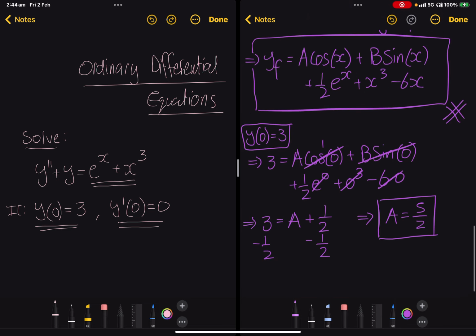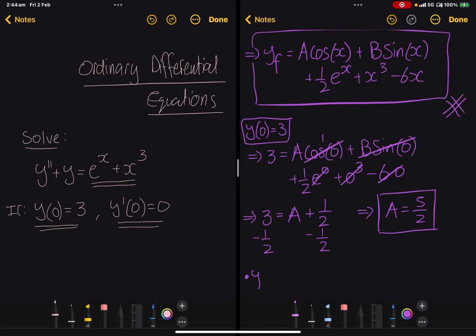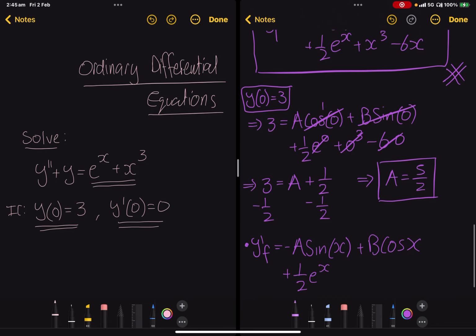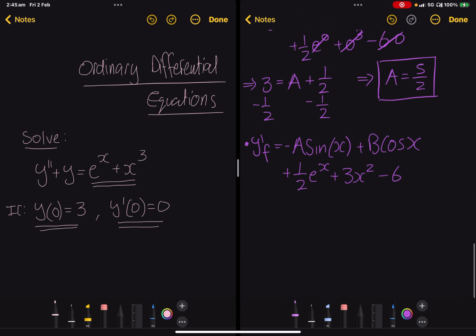And now we're going to have to take the first derivative. So y prime of the full solution. A cosine x, cosine becomes minus sine, so this becomes minus a sine x plus b sine x, that becomes b cosine x. 1/2 e to the x stays as 1/2 e to the x. X cubed becomes plus 3x squared. 6x becomes minus 6. We now have to evaluate this at the point where x is 0.